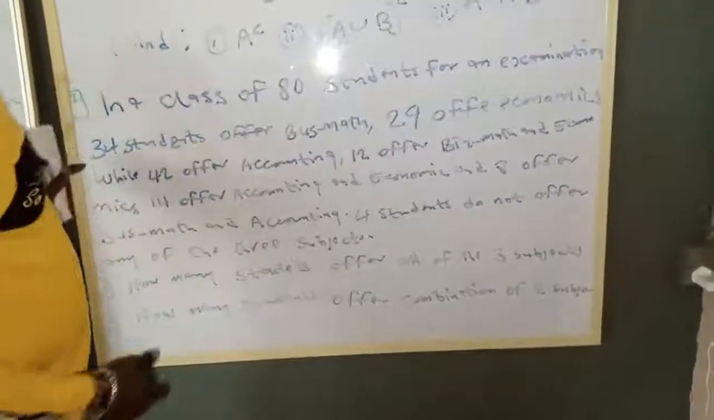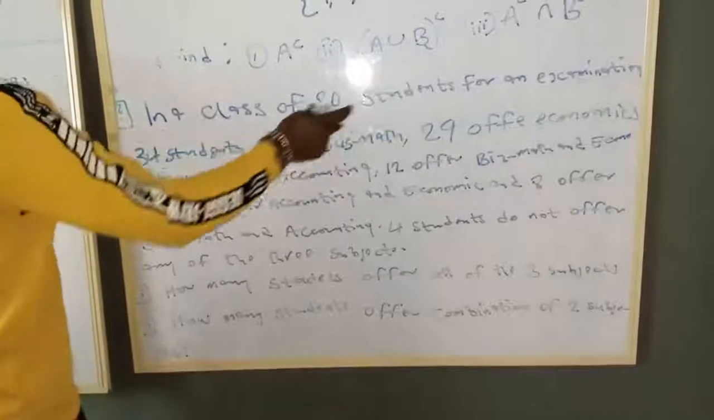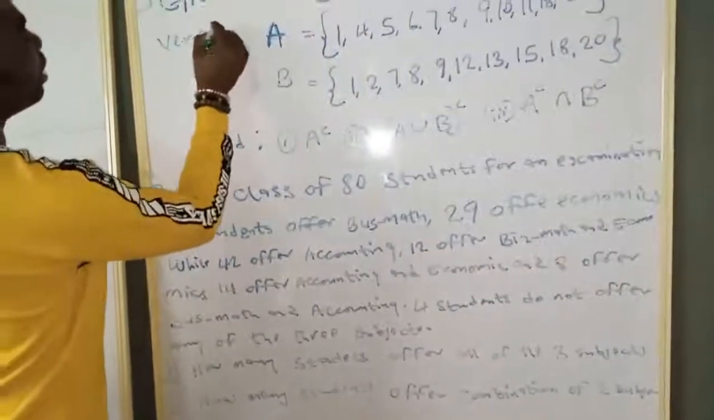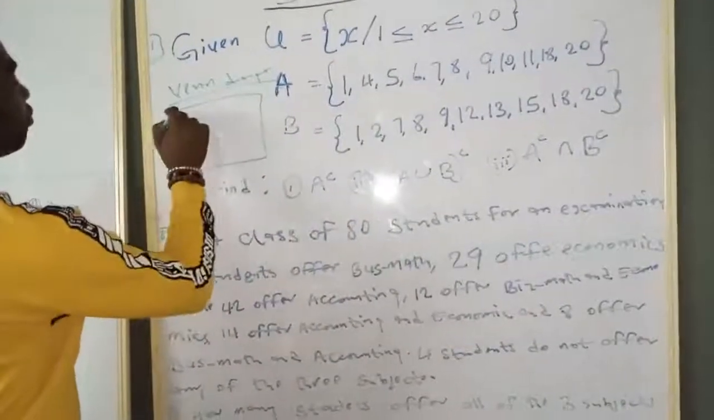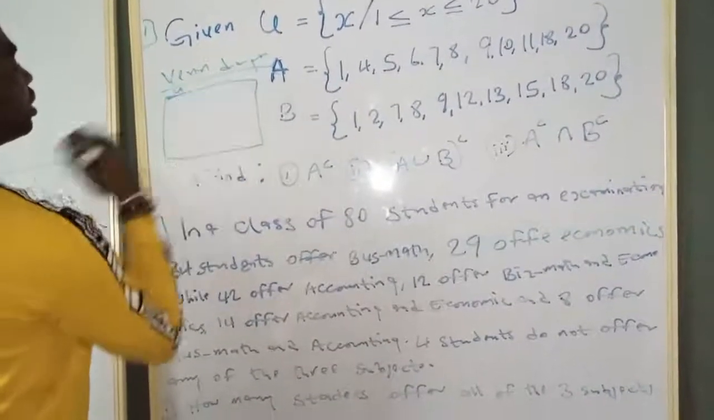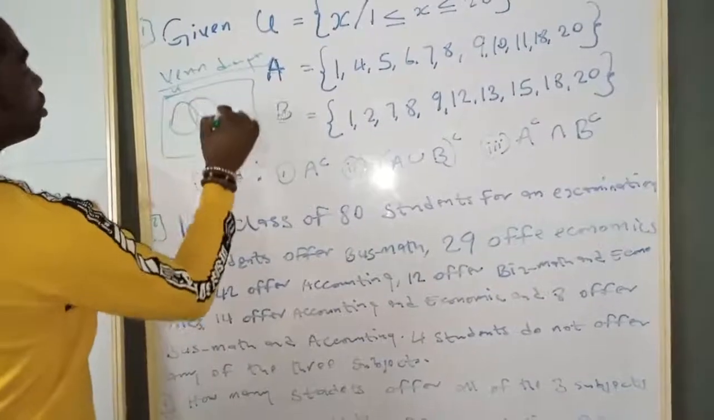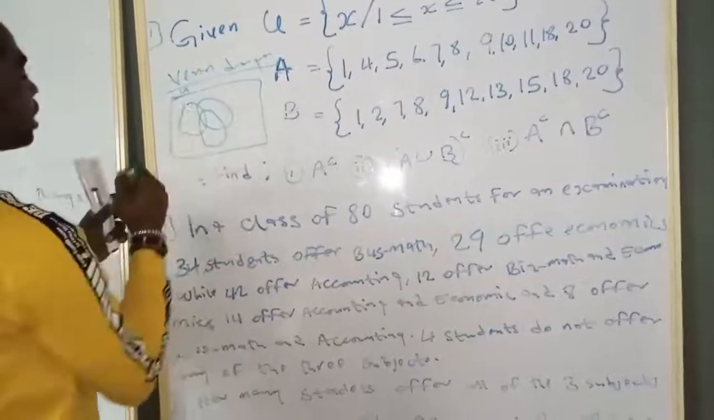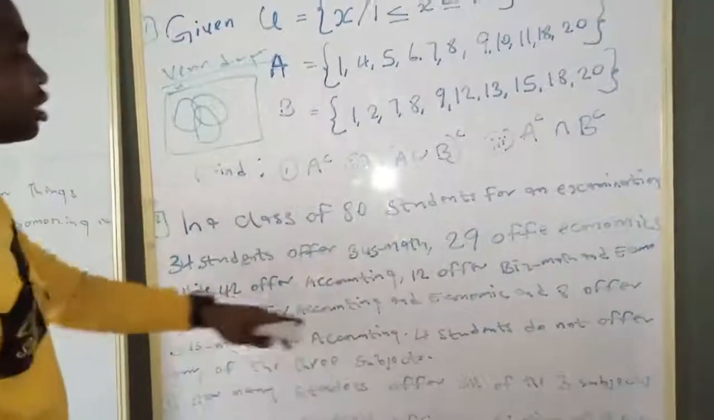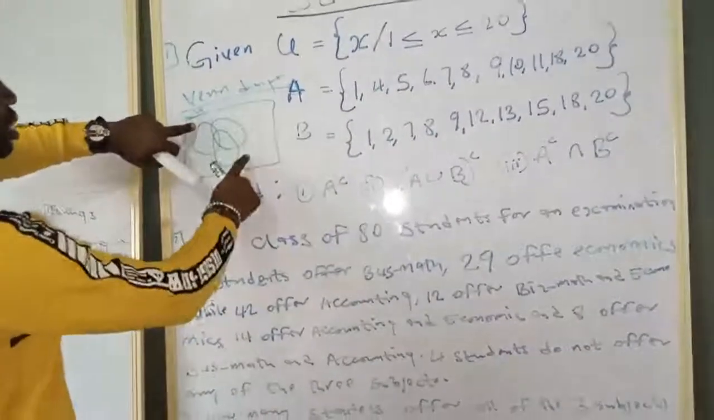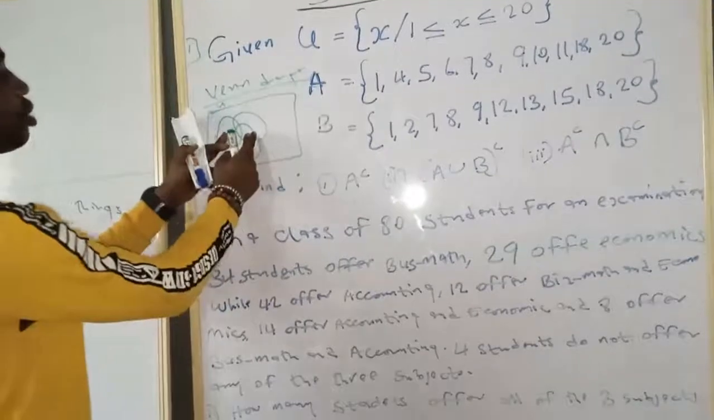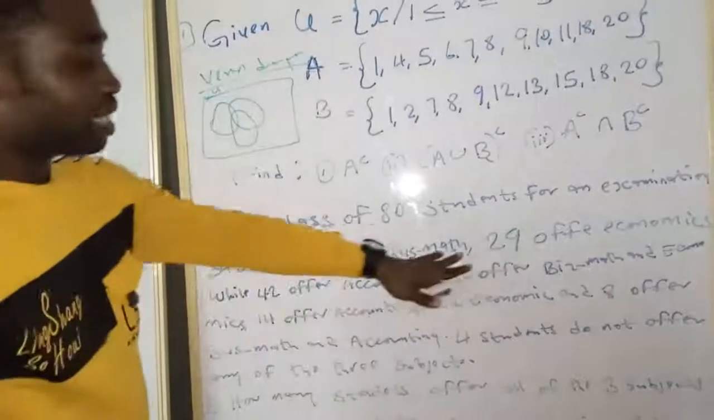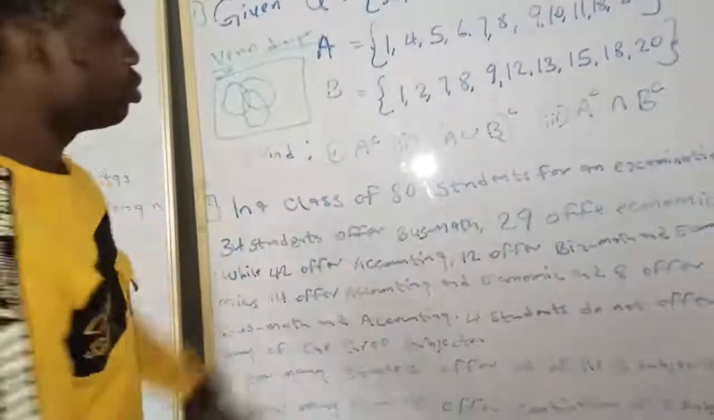This particular question, when you want to solve it, you'll be needing a Venn diagram. That is what can be used to solve this question. In the Venn diagram, we'll have a square, and this square will represent the universal set. Then we now have 3 circles, where these 3 circles will represent each of the subjects, like here we have business math, economics, and accounting. Then we now know how many students offer 2, how many students offer this and this, and how many students offer all 3. By the time we get to solving that, we are going to understand it better.